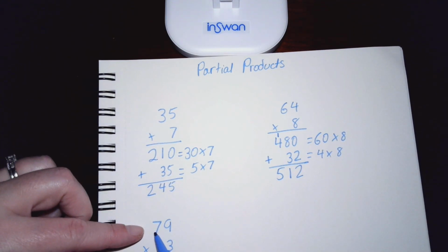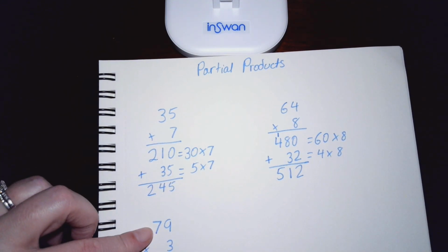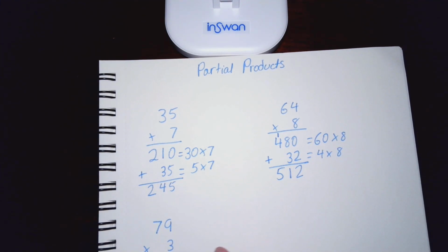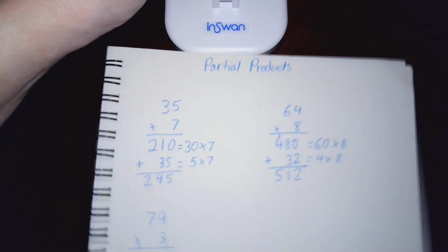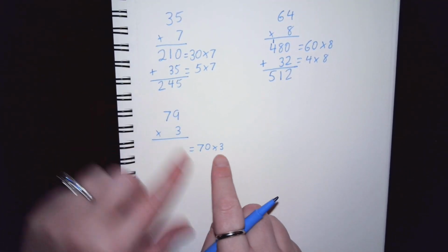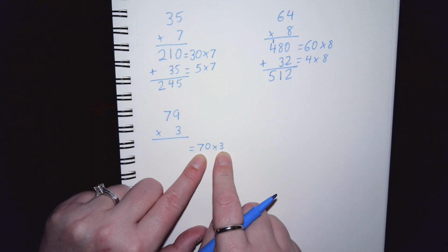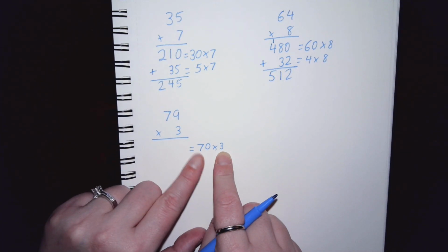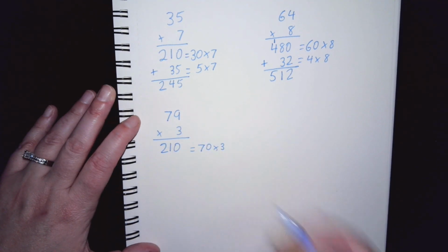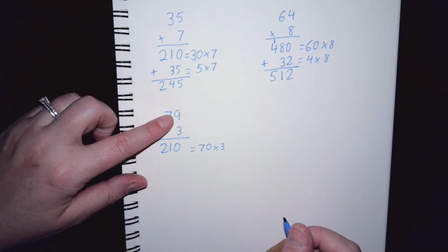Okay, so the first thing I'm going to do is look at my tens, and looking at my tens, I have 70 times 3. Okay, there we go. So I have 70 times 3. So I have my 7 tens times the 3. So that would be 21 tens. Because it's tens I'm talking about, again, I have 210. Okay. Now I need to look at my ones.